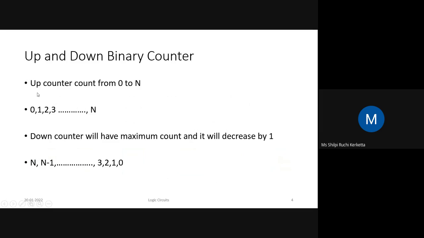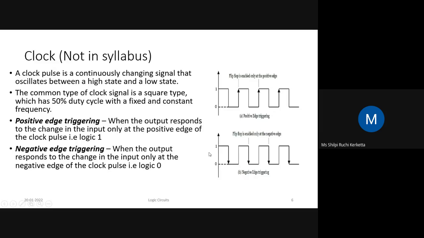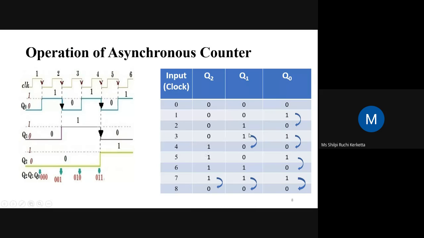So there are two types of counter. One is up counter and one is down counter. Up counter is counting from 0 to n, and down counter is counting in reverse, from n to 0. So this is our asynchronous counter. Here the first clock is connected to the flip flop clock input of the least significant bit. Here we have the least significant bit, and here we have the most significant bit. If we see this truth table, this is the least significant bit and this is the most significant bit.